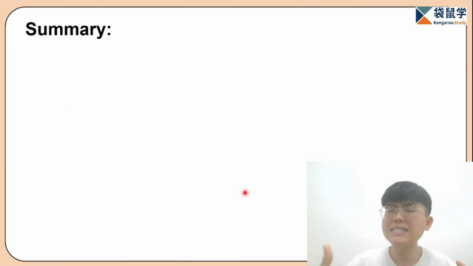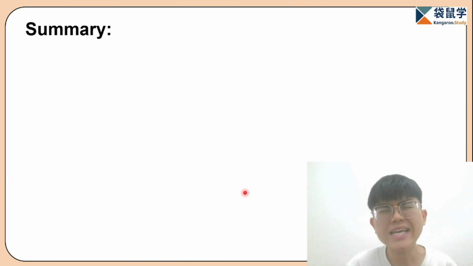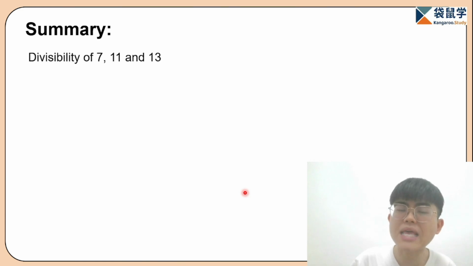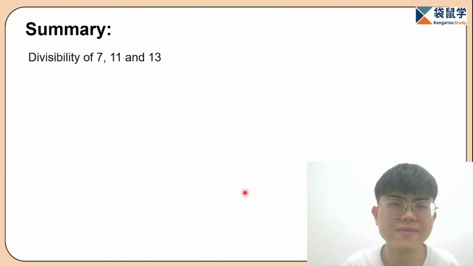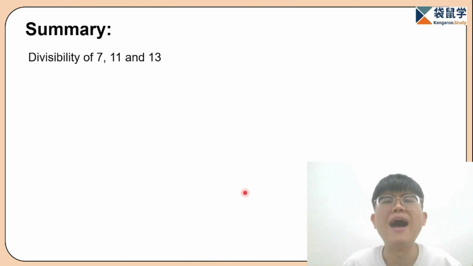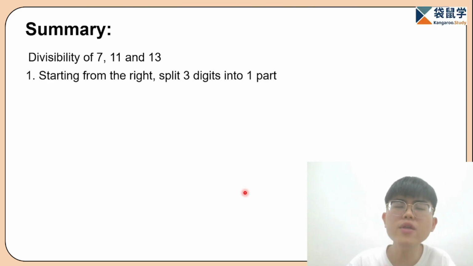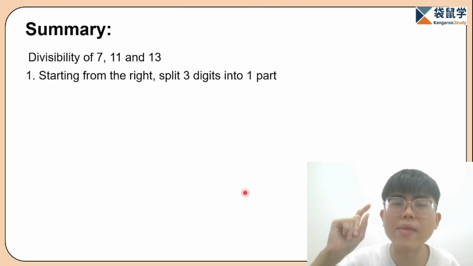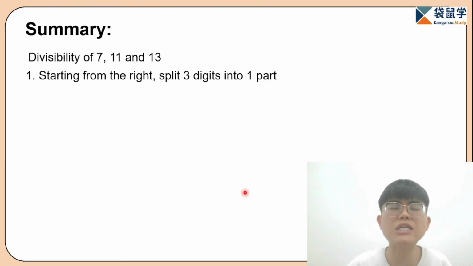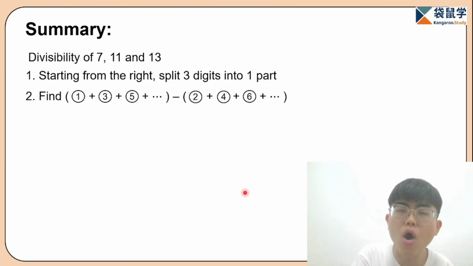Alright everyone, let's summarize what we learned from this question. We learned about the divisibility test of 7, 11 and 13. What will be our first step? We have to split from the right, 3 digits into one part. And what we are going to do next is to find the difference between the odd and the even parts.